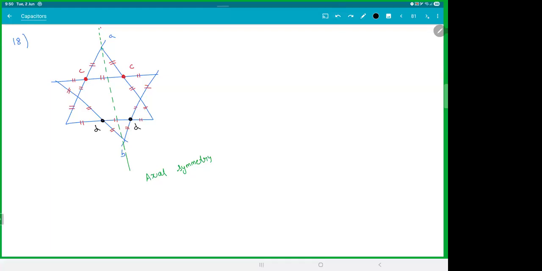Now, if they're identical means what? You can remove the capacitor between C and capacitor between D. So capacitors between the potential C can be removed because there is no potential difference between node C and node D. Yeah, you can use bisector symmetry and do that node also. So this is how the star will look like now.